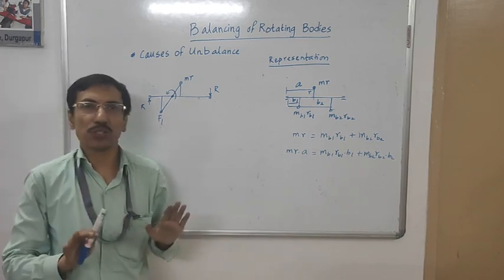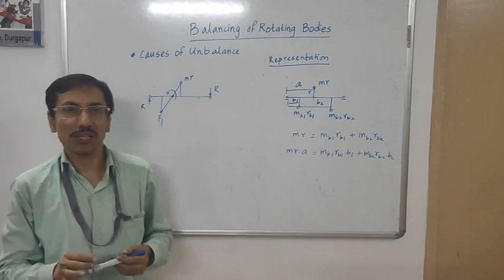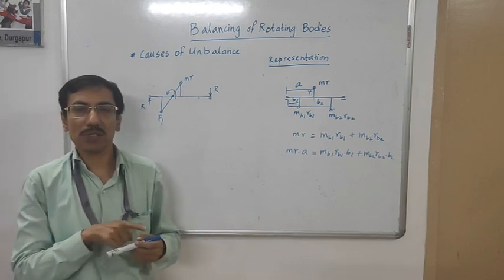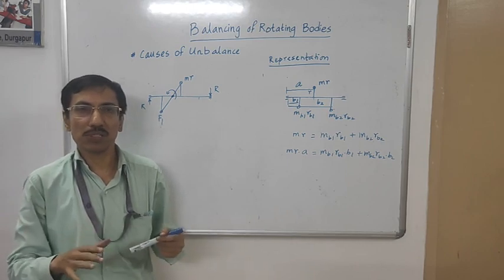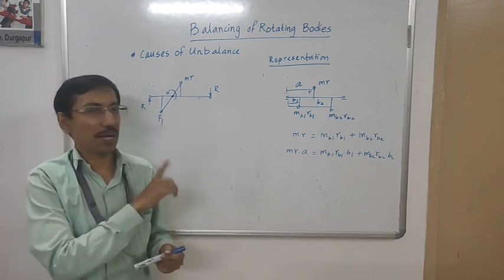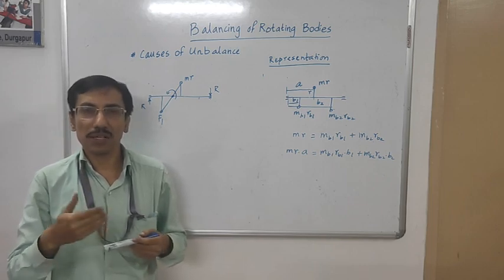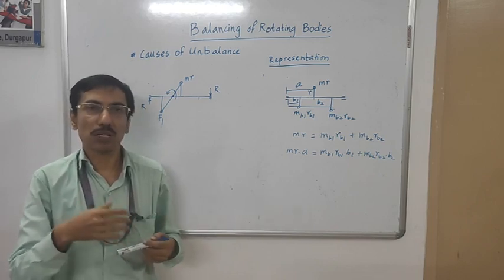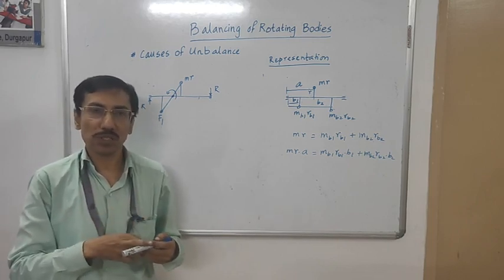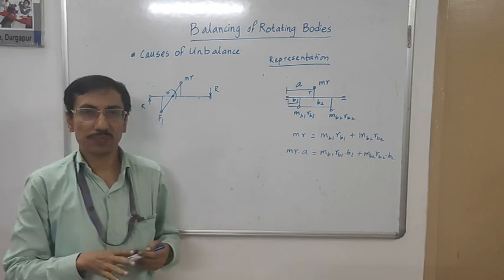So in summary, what we observe here is that for static balancing, the necessary condition is that the center of gravity must lie on the axis of rotation, and to achieve this, only the force balance equation is sufficient. But for dynamic balancing, we have to form an additional equation, that means the couple equation, or sometimes we call it the moment equation also. So the force equation and the couple equation both are essential for dynamic balancing.